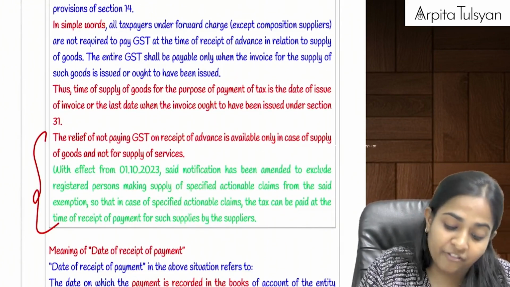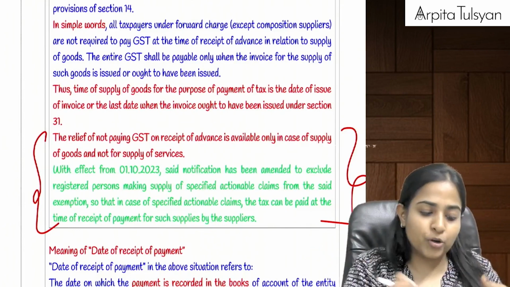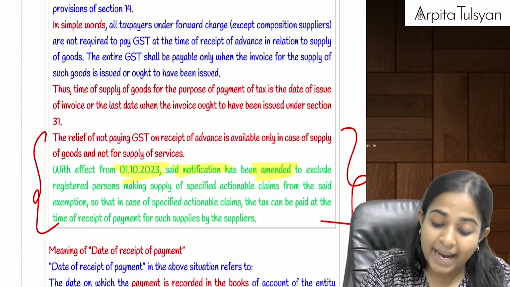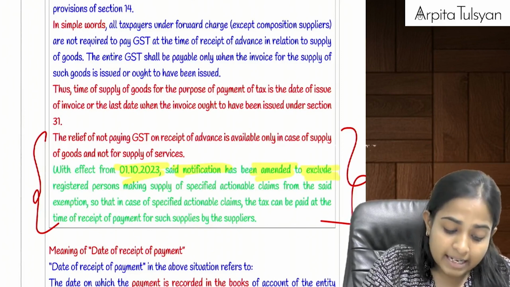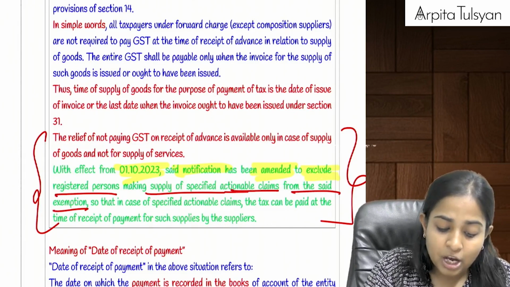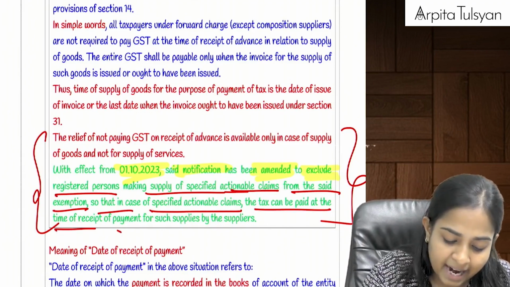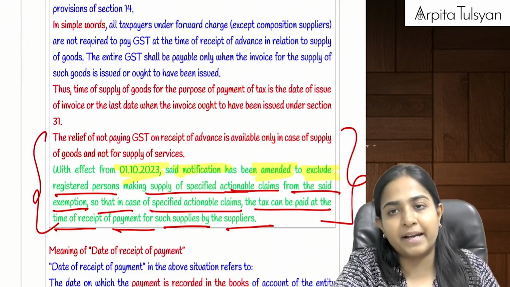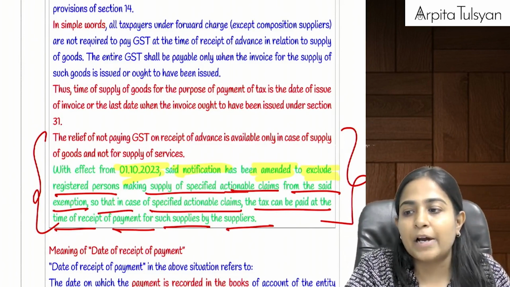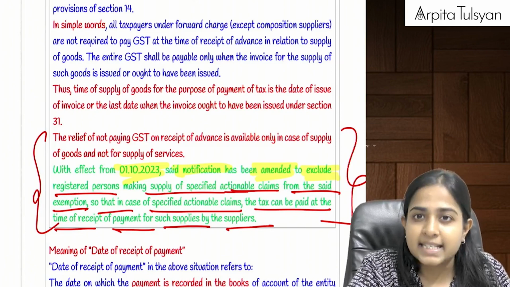Now, in that notification, they have put an exclusion. What is that exclusion? Now you should be able to relate it. With effect from this date, said notification has been amended to exclude registered person making supply of specified actionable claim from the said exemption, so that in case of those 6 specified actionable claims, the tax can be paid at the time of receipt of payment for such supplies by the suppliers. Now let's say someone is engaged in providing the supply of those specified actionable claims: betting, lottery, gambling, horse racing, then your casinos and online money gaming.